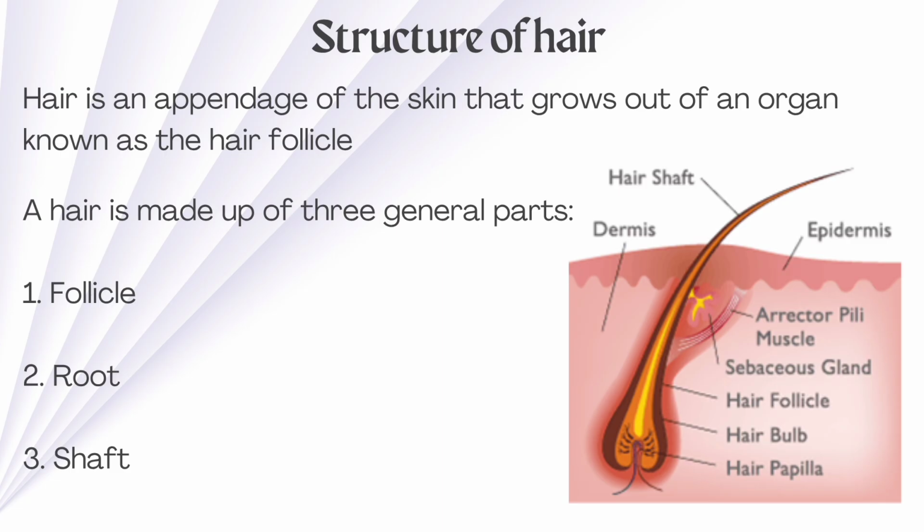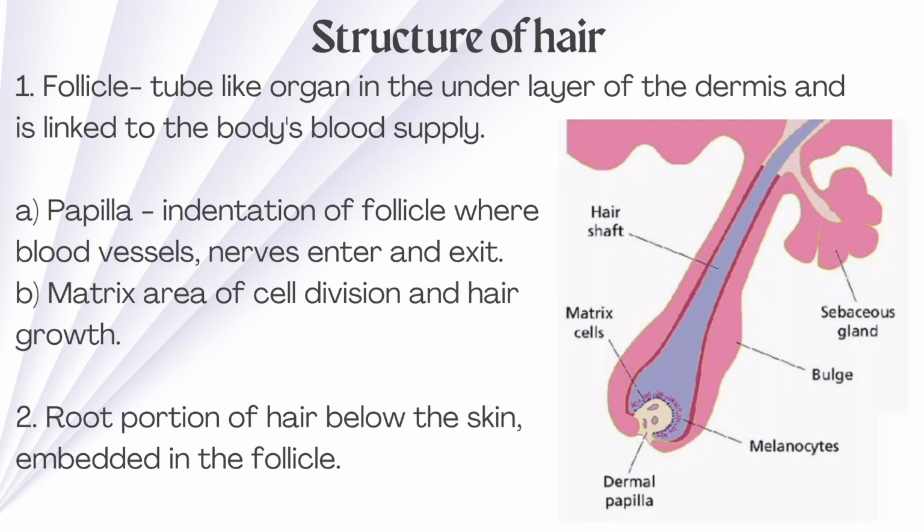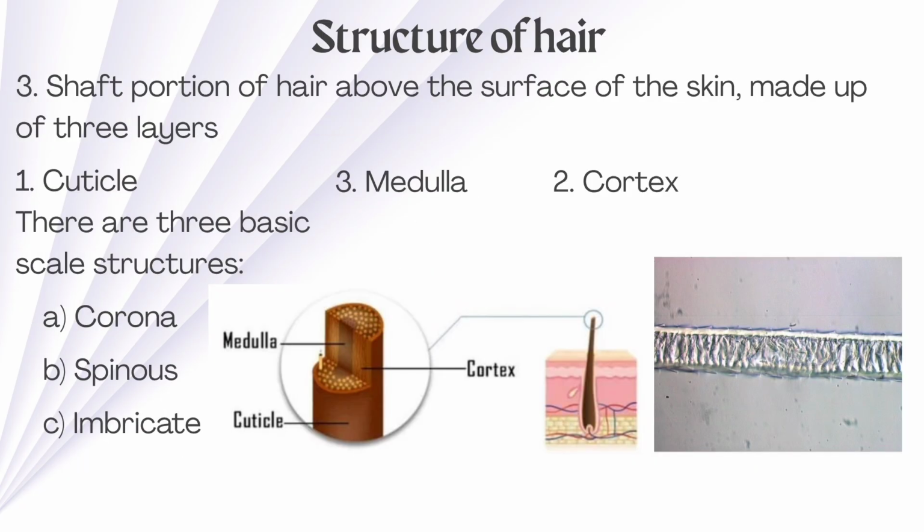Structure of hair. Hair is an appendage of the skin that grows out of an organ known as hair follicle. Hair is made up of 3 general parts, namely follicle, root and shaft. Follicle, tube-like organ in the underlayer of the dermis and is lined by the body's blood supply. Root, portion of the hair below the skin embedded in the follicle. There are 3 basic scale structures named as corona, spinous and imbricate.